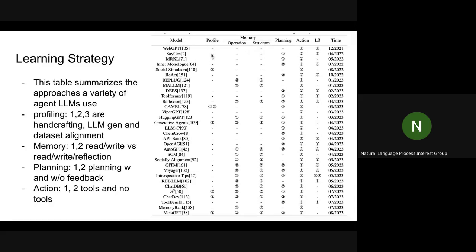So profile, yes, is how to design, how to set up that agent role. So one is handcrafting, two is based on seeding it, and then three is based off of a survey of demographic information. Memory, operation, and structure. So operation is just to read and write. And then I guess two is read, write plus reflection. Yeah, so there's like REPLUG. Reflection uses both, and so forth.